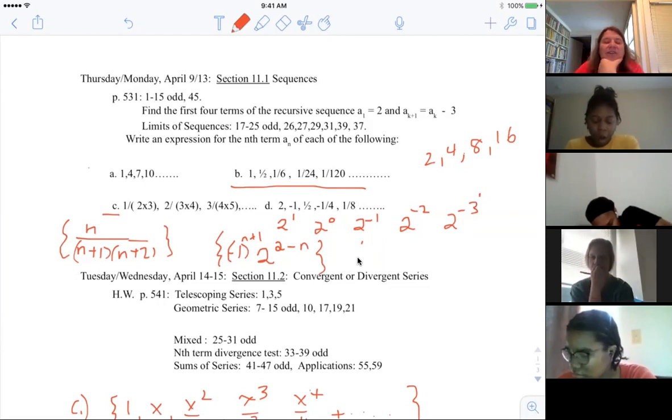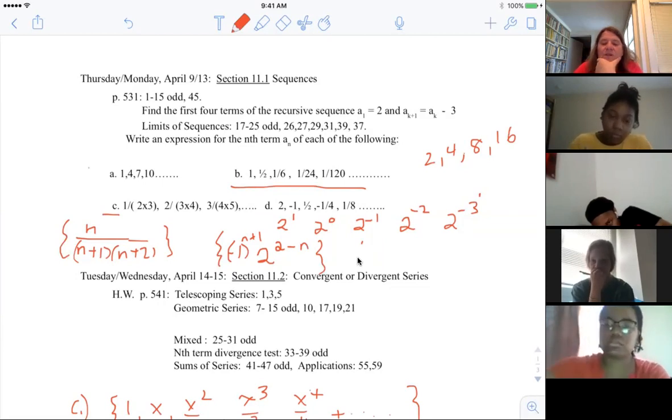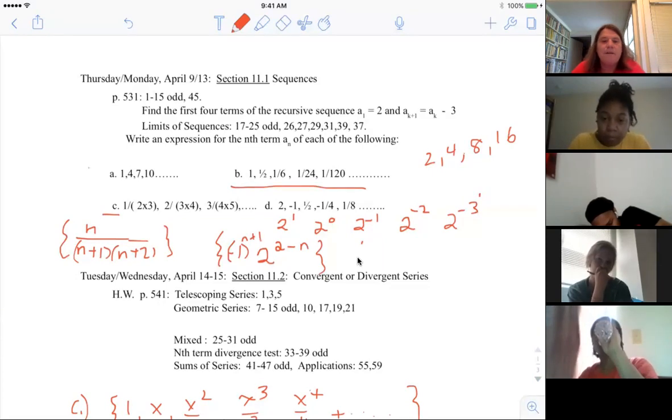Now again, they're not particularly easy to see, but if you play with them, you can kind of figure out what's going on there. Okay. Any other questions on any of the homework?